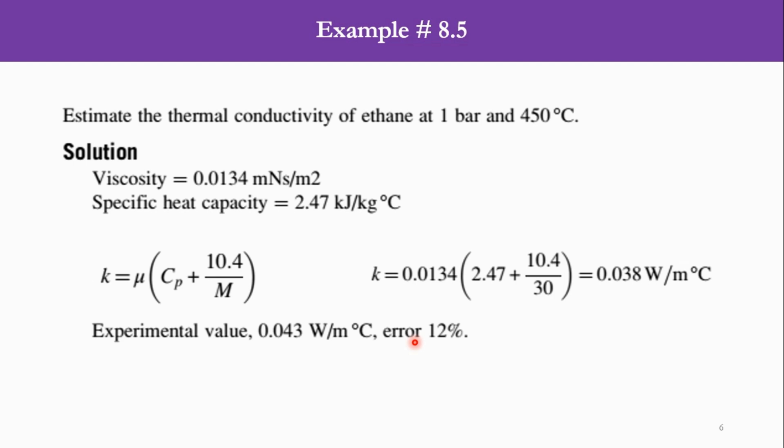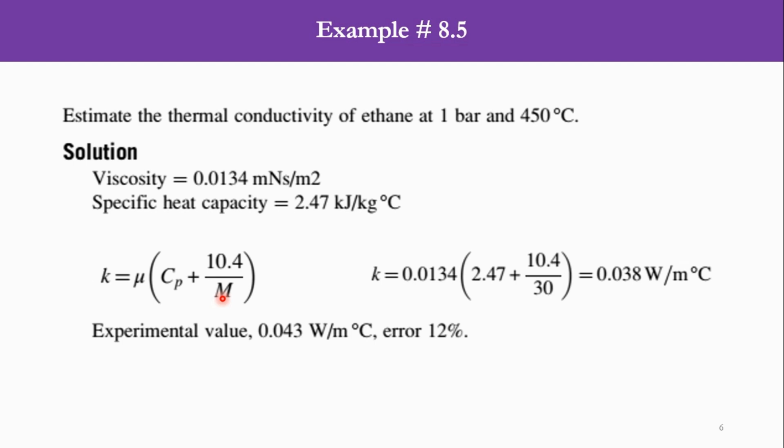Again, solving another example of thermal conductivity, but this time for ethane at 1 bar and 450 degrees centigrade. Now the formula is a bit different, so we are using different formulas. K is equal to mu, which is viscosity, bracket Cp, which is the specific heat capacity, plus 10.4 divided by M. M is the molecular weight or molar mass.